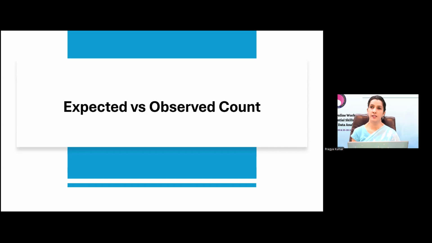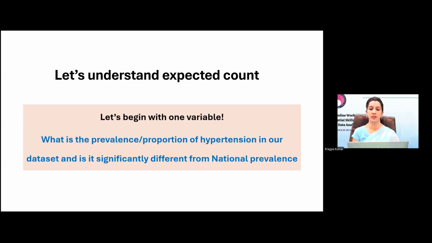So now coming to expected versus observed count. We always talk in the assumptions about the expected count. The observed count is what you see in a 2 by 2 table. But what is the expected count? Let's begin with one variable. Suppose in our data set we asked whether you have hypertension or not. Regarding the prevalence or proportion of hypertension in our data set, we have to see whether it is significantly different from the national prevalence or not.